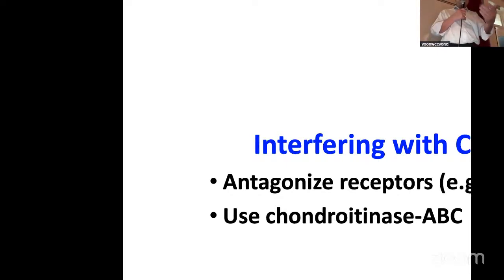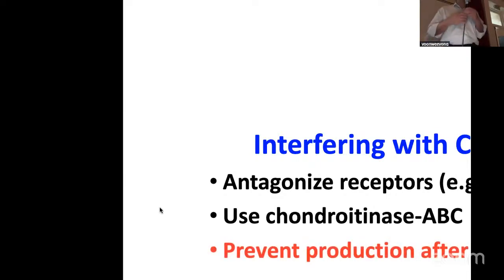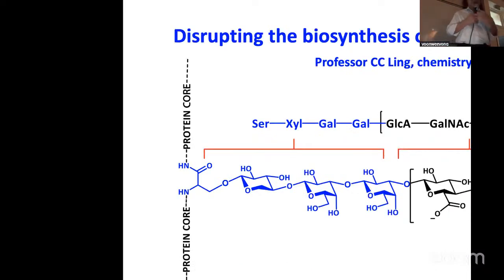And also, when thinking about multiple sclerosis with multifocal lesions, it is not practical to micro-inject chondroitinase ABC to multiple sites. And so therefore, we took a different approach to prevent the production of CSPGs after injury, particularly to take advantage of the injury-enhanced elevation of CSPG synthesis after injury. So how do we go about preventing the production of CSPGs after injury?